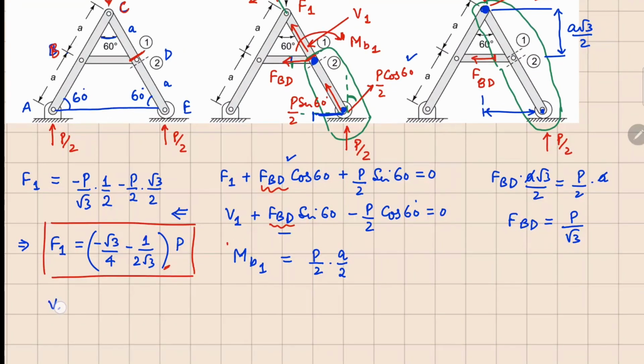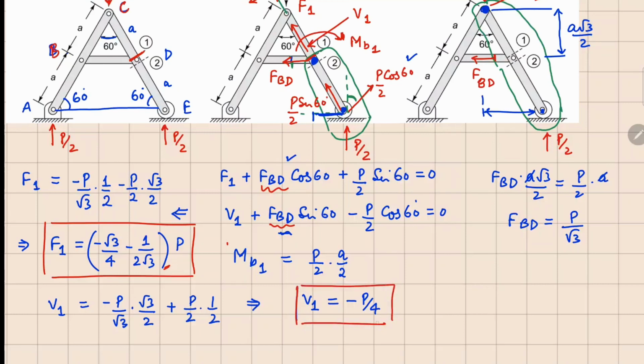Similarly, we can calculate the value of V1 from this. If I substitute the value of BD here, I get minus P over square root 3 times sine 60, which is square root 3 by 2, plus P by 2 times cos 60, which is half. So this gives us a value of V1 equal to minus P by 4. The MB1 value is already here, so we can write MB1 equals PA divided by 4.